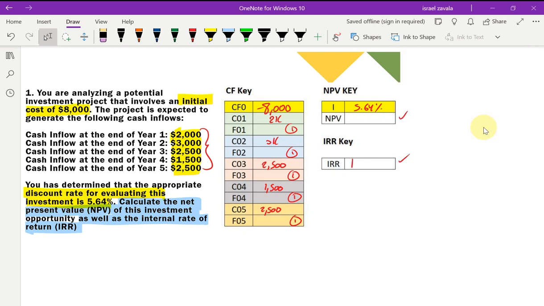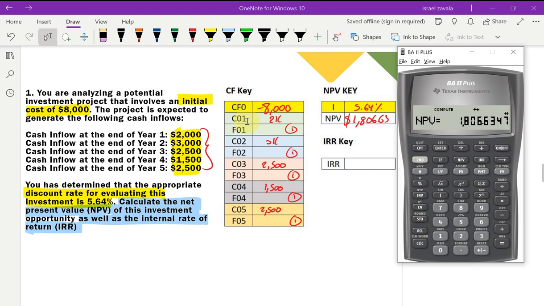$1,806.63. Oh no, I put that in the wrong place. $1,806.63. That's our net present value. Okay. Did I get that right? Yep. Okay. Now we're going to go to our internal rate of return.